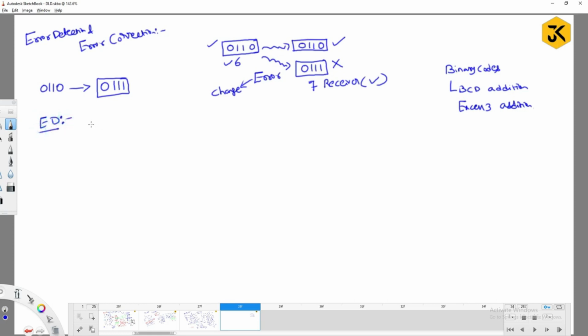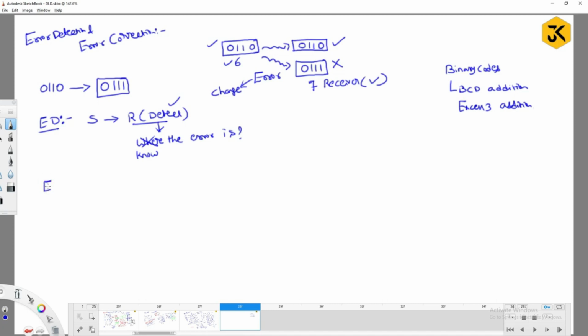Whatever data I am trying to send, at the receiving end I am able to detect that there is an error. We call it error detection, meaning that at the receiving side you know that the error is there. That is what I call detecting the error, right?